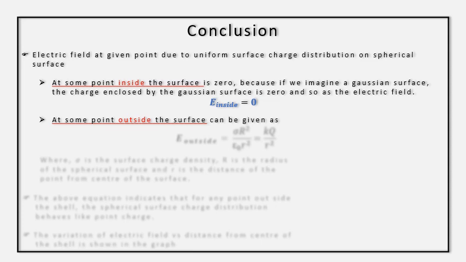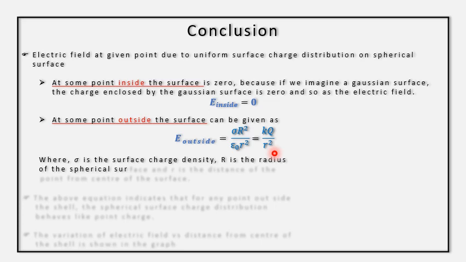Then the electric field outside can be given as sigma R square by epsilon 0 r square. What is capital R? Radius of the shell. What is small r? Radius of the Gaussian surface. And sigma, if you replace with q by A or q by 4 pi R square, this is what we get, which is similar to the formula for a point charge. So here sigma is the surface charge density, R is the radius of the spherical surface, and small r is the distance of the point from the center of the shell.